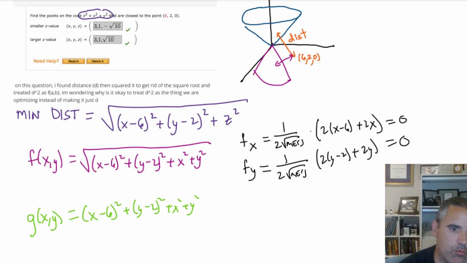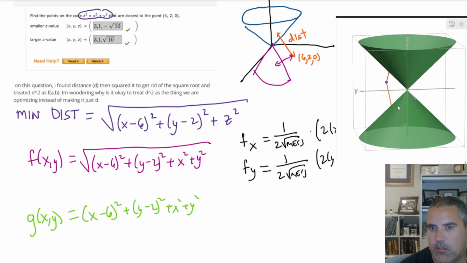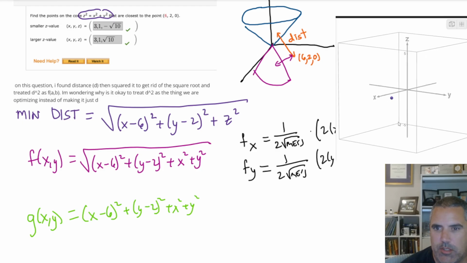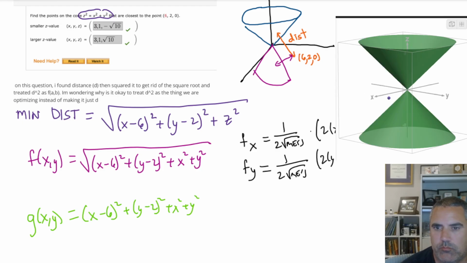So let me show you the visuals for that. Here we go. So here's this 3D. That little purple point is the point (6, 2, 0). Here's the surface. Here's the distance to it. I made it so that I can play around with these, and you can kind of see there is a minimum somewhere in there, but this one you can change the y's too.